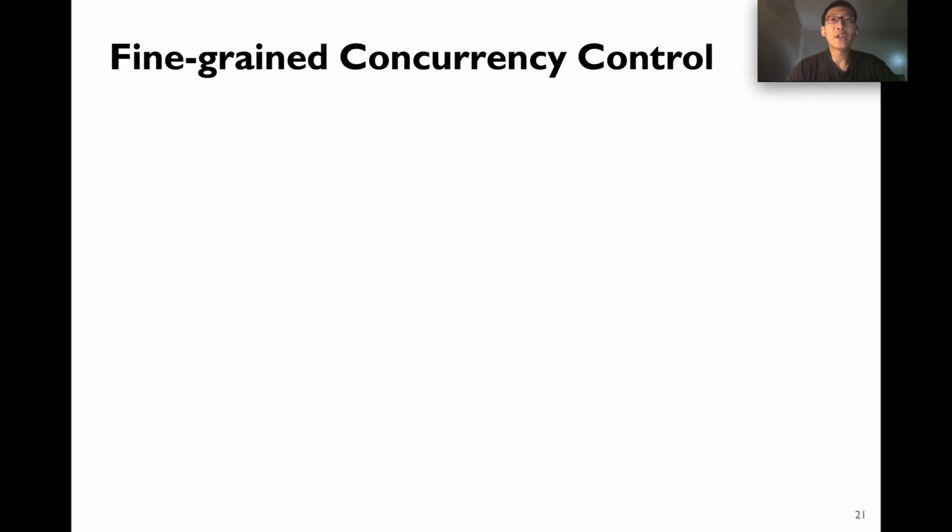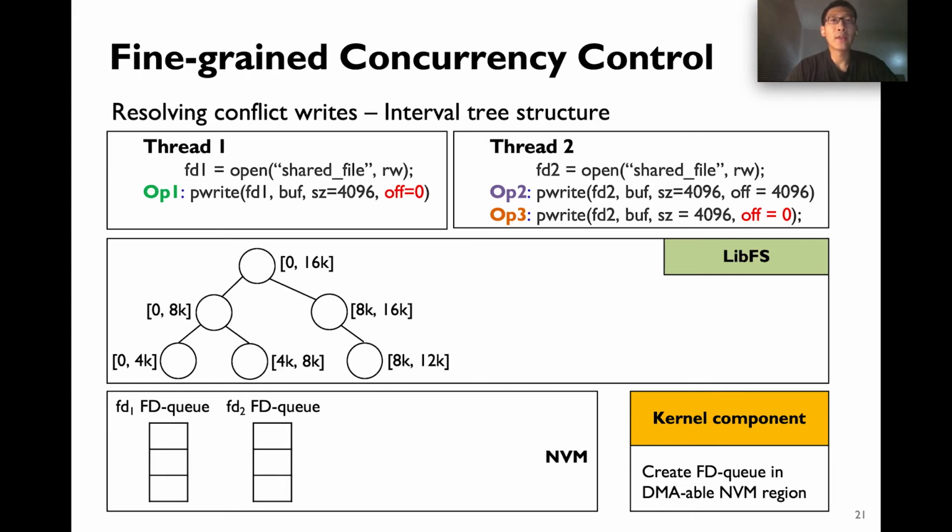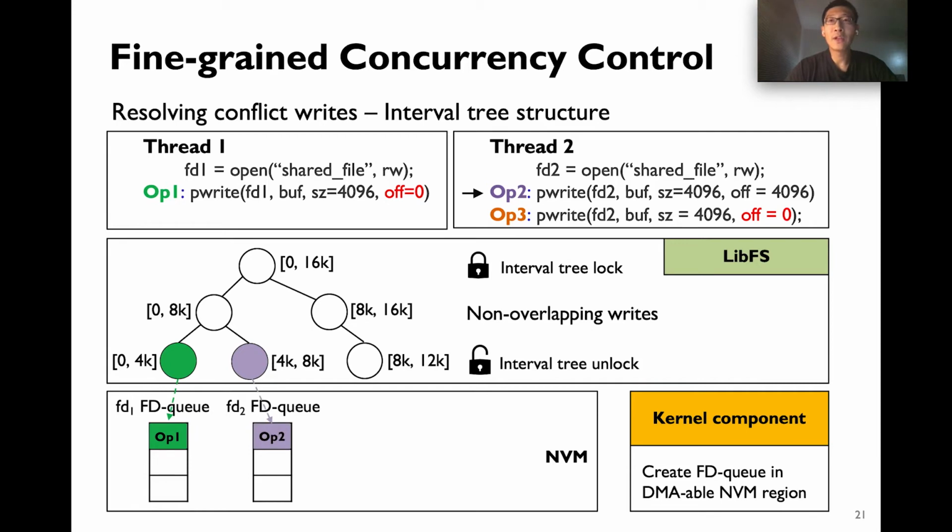Here's an example of how the interval tree helps resolve overlapping writes. As we described earlier, each inode has its own interval tree in the LibraryFS. In operation 1, thread 1 calls pwrite ranging from 0 to 4K. LibraryFS locks the interval tree, inserts the entry of range 0 to 4K with an atomically retrieved timestamp counter into an interval tree node, releases the lock, and finally puts this I/O request into its own FDQ. Similarly, in operation 2, thread 2 calls pwrite ranging from 4K to 8K, which is a non-overlapping request. After inserting the range into the interval tree and unlocking the tree, LibraryFS puts operation 2 into the FDQ of thread 2.